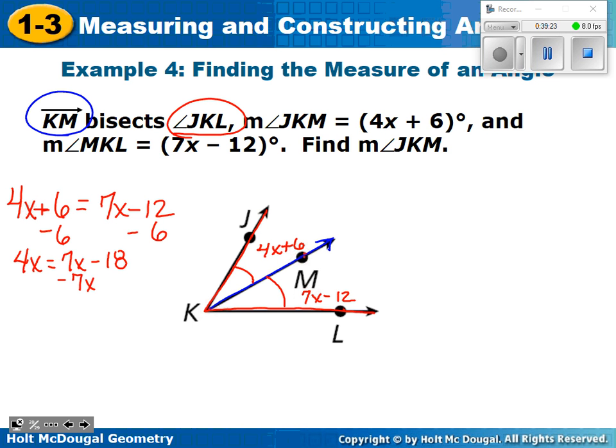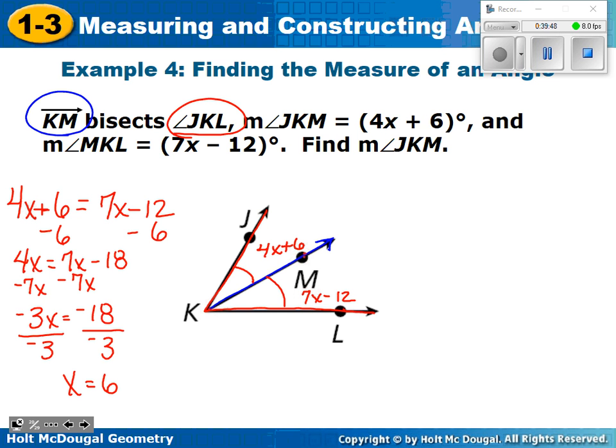Subtract the 7x. So now that gives us what on the left? Negative 3x equals negative 18. So in this case, it's going to work out nicely because what do we need to do next? Divide by negative 3. And what is a negative divided by a negative? Positive. So we have x equals what? 6.